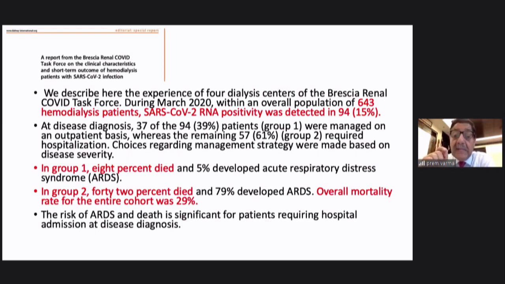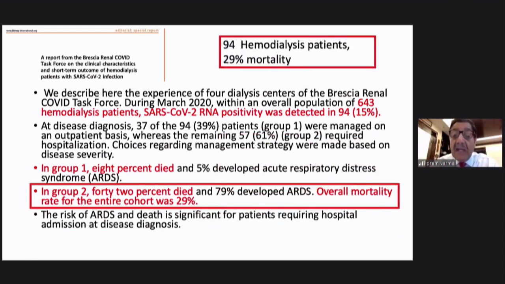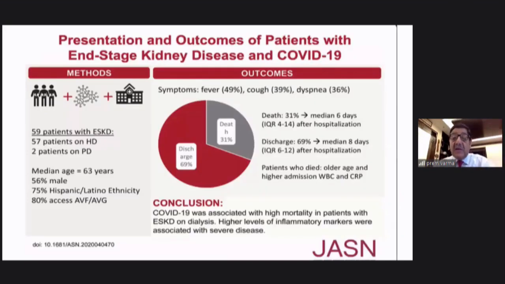They found that there were 94 patients with COVID positivity among the CKD population, and in group 1, that is patients who did not require hospitalization, 8% died, but among patients who required hospitalization, 42% died. Likewise, similar is the data which appeared from the US recently, that out of 57 patients on hemodialysis, 31% of the patients died. Now, this is a huge figure.